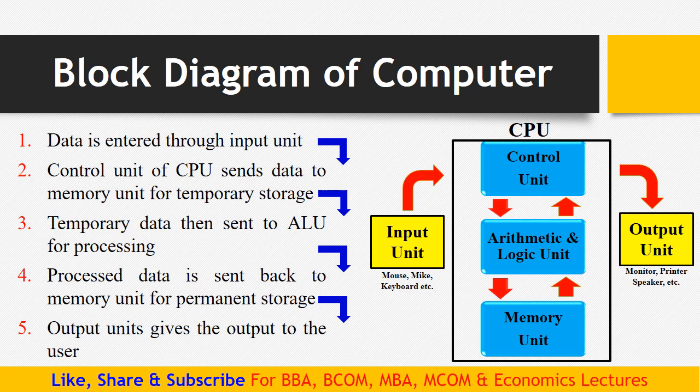The temporary data is then sent to the arithmetic logic unit, that is ALU, for processing. The processed data is again sent to memory for permanent storage. The processed data is then also sent to the output unit for getting the desired output with the help of various output devices. So this is how the modern day computer system works.